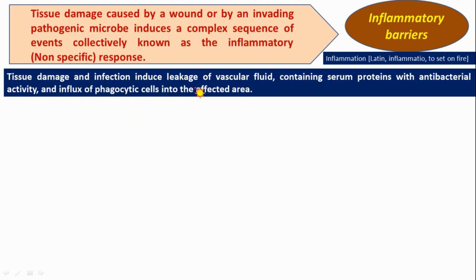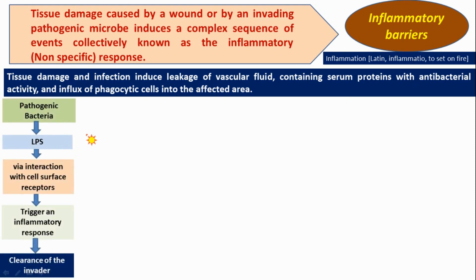These antibacterial proteins and phagocytic cells, mainly neutrophils and monocytes, move from the capillary to the tissues, and monocytes become macrophages. These macrophages and neutrophils help in engulfing bacterial cells if there are any in the damaged tissue. Similarly, these antibacterial proteins also help in killing bacterial cells or microbes from the site of tissue damage. Now let's see this.